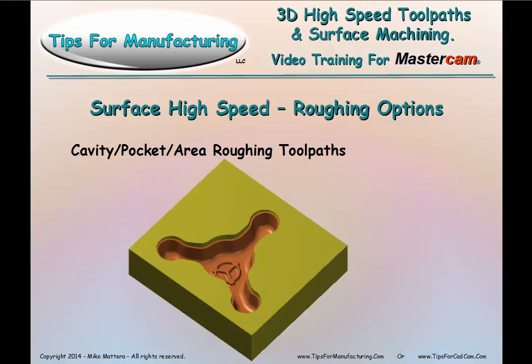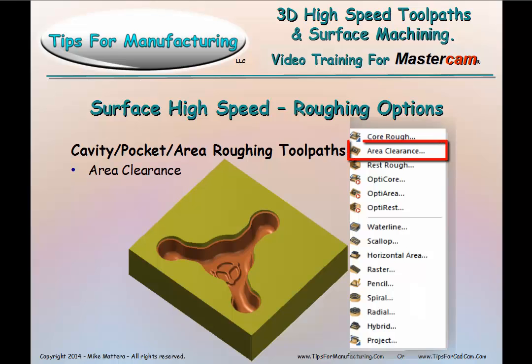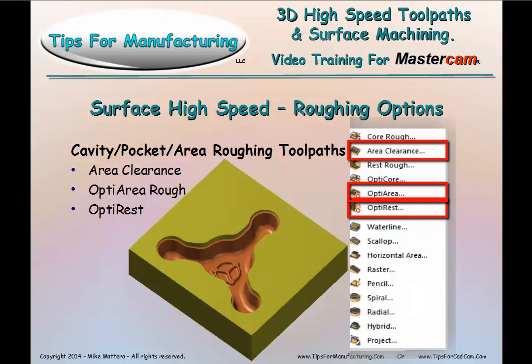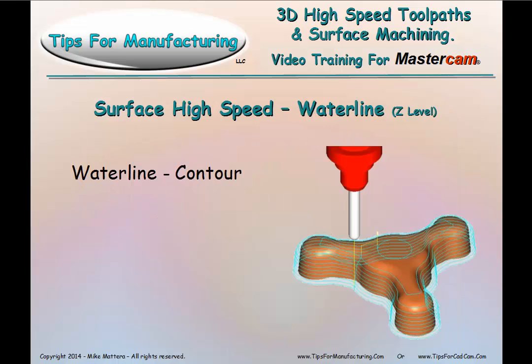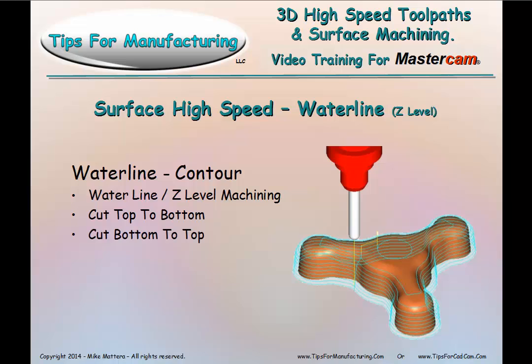Then we have cavity, pocket, or area roughing toolpaths. And for those, we have area clearance, and then we have OptiArea rough. And of course, OptiRest, because OptiRest will work whether it's a cavity or a core. For the finishing toolpaths, we have high-speed waterline, which is a Z-level machining. So it's a waterline contour cut. It cuts from top to bottom or from bottom to top, and it's best used for nearly vertical walls. It also gives you very good boundary controls.